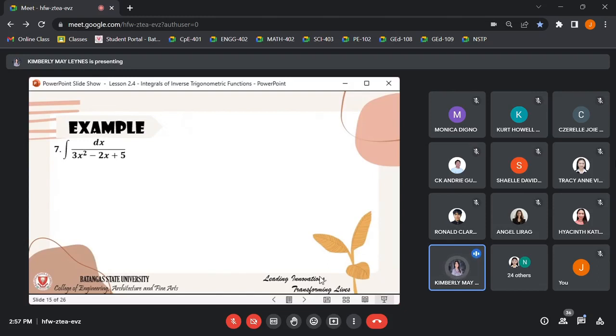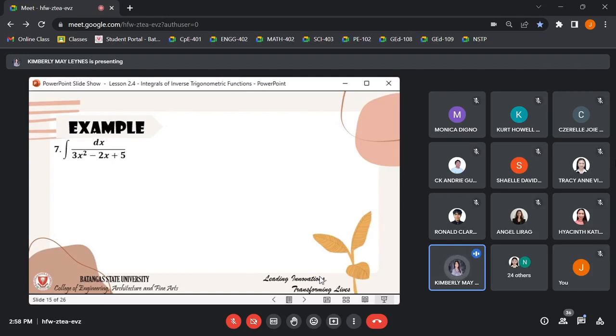At dahil trinomial siya, hindi pa tayo makakakuha ng value ng u squared at saka ni a squared. So kailangan muna natin siyang i-simplify. So paano natin siya masisimplify into a two-term na lang or binomial na lang? So syempre, kailangan natin siyang applyan ng completing the square.